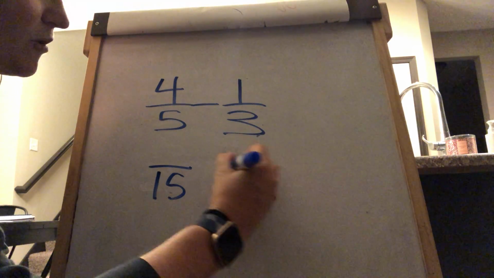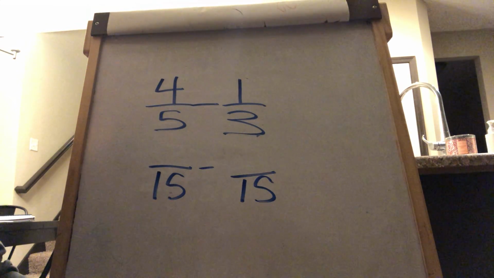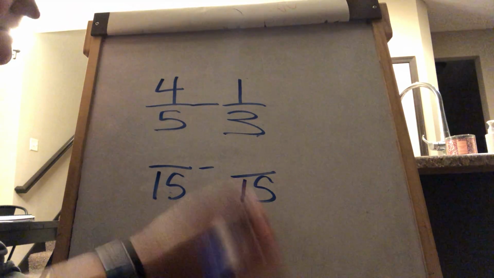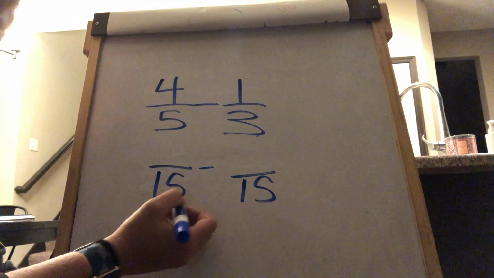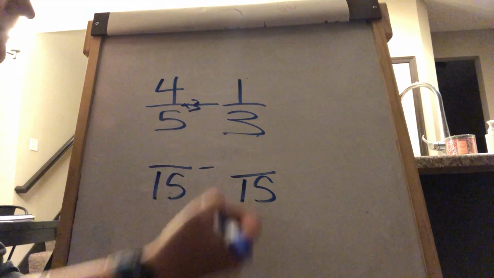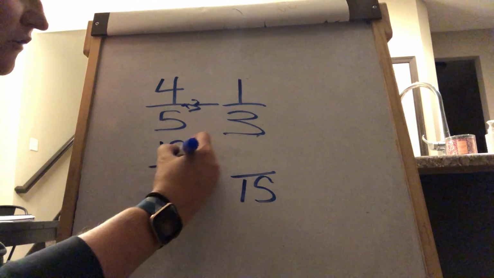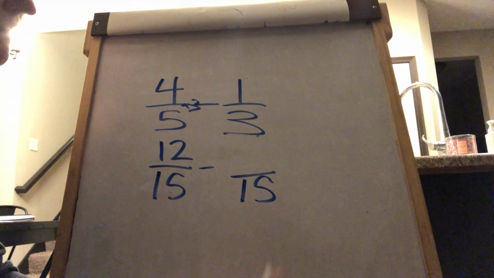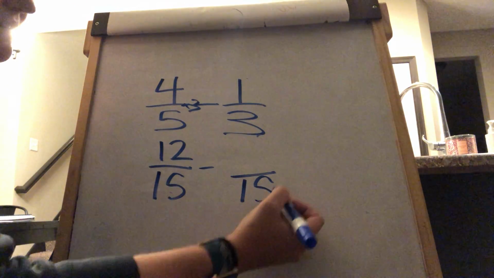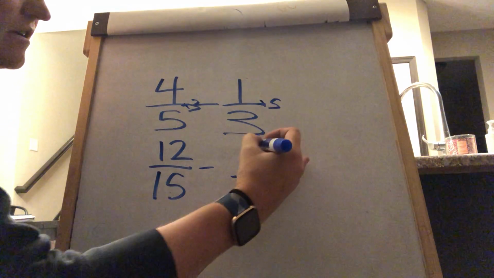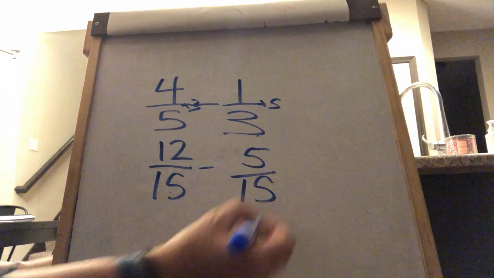I'm going to change both of my denominators to 15. Now I need to take care of my numerators. How did I get from 5 to 15? I multiplied by 3. So my top number is now going to be 12. How do we get from 3 to 15? I multiply by 5. So now my top number is going to be 5.